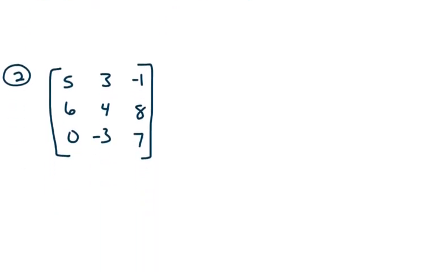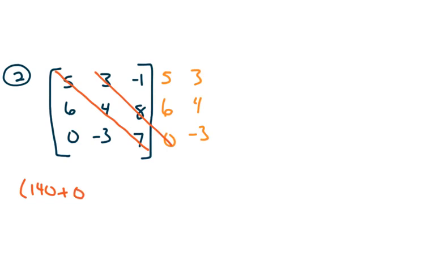Let's try another one here. If you want to pause the video and do this on your own and then try it, feel free. I'm going to kind of walk through this one just a little bit quicker. So I'm going to rewrite my 2 columns, 5, 6, 0, 3, 4, -3. Go right into my down products. 5 times 4 is 20 times 7. Let's see, 20 times 7 is 140. 3 times 8 times 0, that's real easy, that's 0. 1 times 6 times 3 is 18, and it's positive 18.